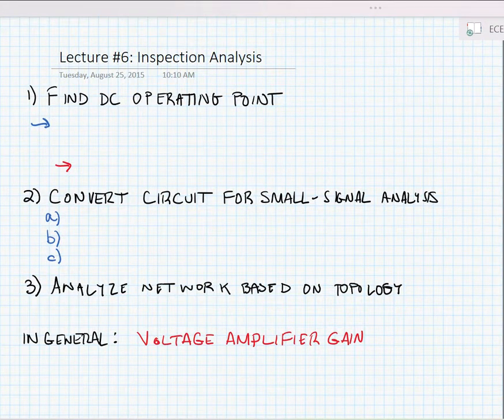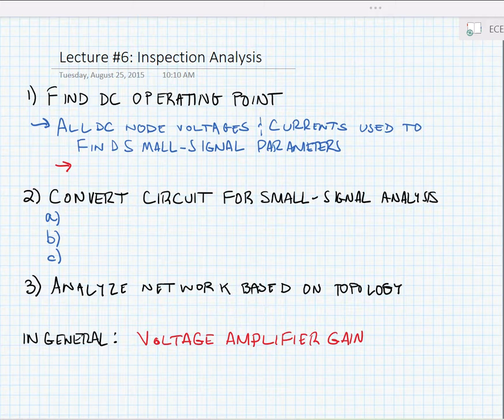Okay, in this lecture we're going to talk about inspection analysis. And what we mean by inspection analysis is that we're going to recognize that the inputs and outputs on transistors are often in very similar places. They form amplifiers that we well know, like the common source, common emitter, common base, common gate amplifiers, for instance, and that the gains of these amplifiers, when their inputs and outputs are in similar places, are usually pretty similar themselves. So in starting inspection analysis, the first thing that we need to do is find the operating point.